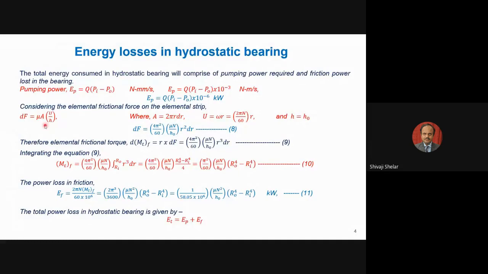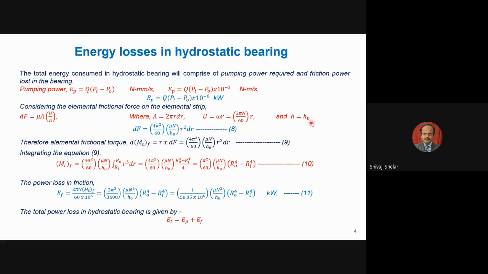Now let's put the area of that elemental strip, the velocity of the fluid at that location, and the h value at that location. For the elemental strip, area here is equal to 2 pi r dr. The tangential velocity of the lubricant, U is equal to omega r, and omega is equal to 2 pi n by 60, so U is 2 pi n by 60 into r. So that is your tangential velocity.